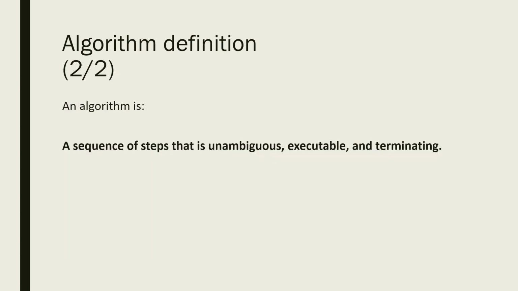So now, for the definition of algorithm, we can say that it is a sequence of steps that is unambiguous, executable, and terminating. For today's lesson, that is all.